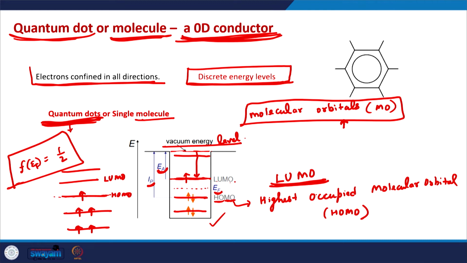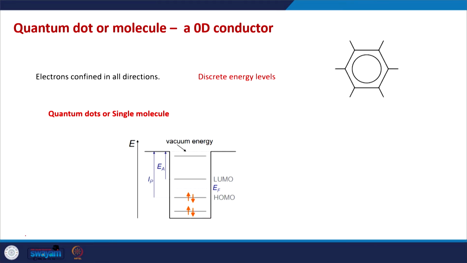And if you give careful consideration, LUMO is like the bottom of the conduction band and HOMO is like the top of the valence band in a bulk material. So, these are analogous to each other. So, this is a very brief introduction to quantum dots.